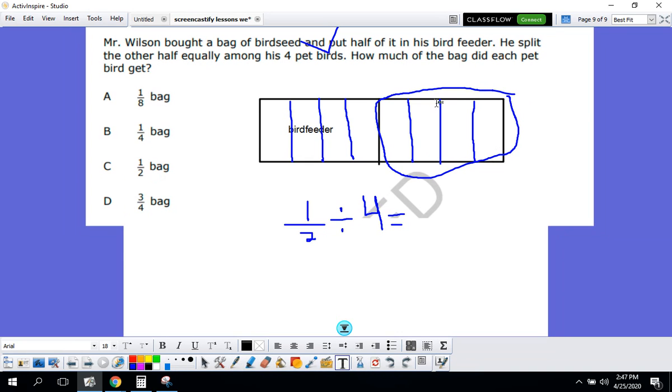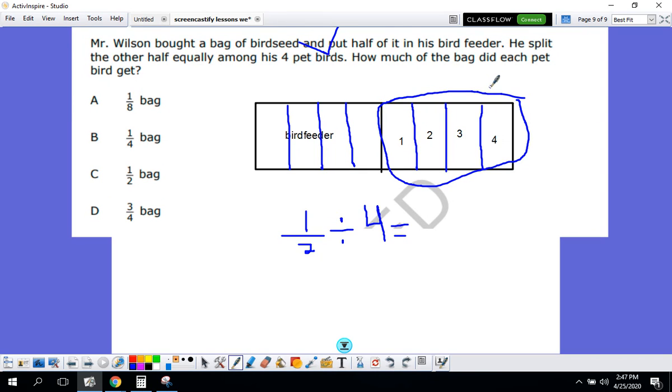Okay, so then I look at, well, these go between 4 birds. So this must be bird 1s, this must be bird 2s, this must be bird 3s, and this must be bird 4. But the question just wants each pet bird. Remember, each means 1. So what does 1 bird get? So I can focus on this 1 piece right here. Bird 1 gets 1 out of 8. I'll go ahead and shade that there. Bird 2 gets 1 out of 8. Bird 3 gets 1 out of 8. Bird 4 gets 1 out of 8. So that makes me think 1/2 divided by 4 is 1/8.